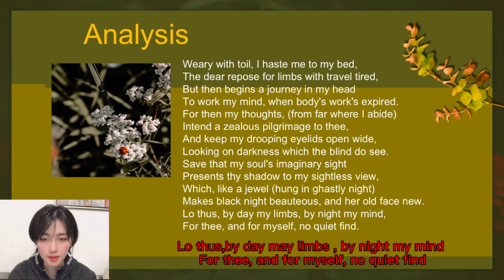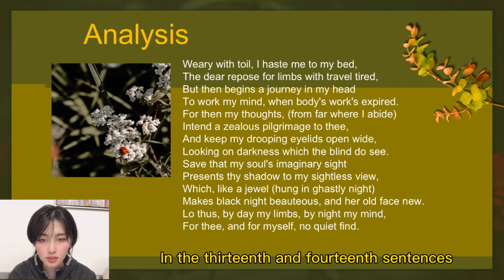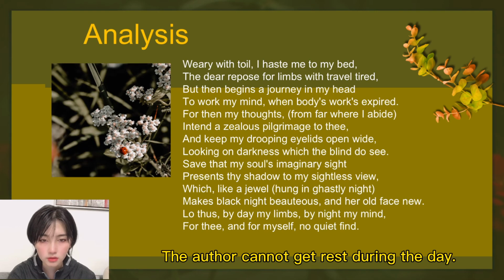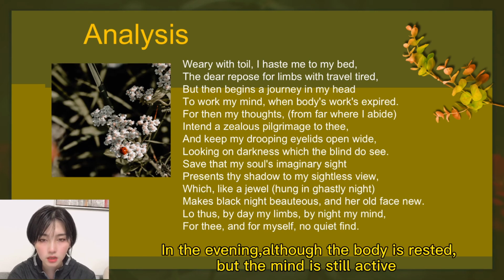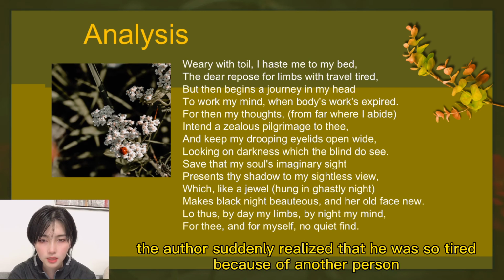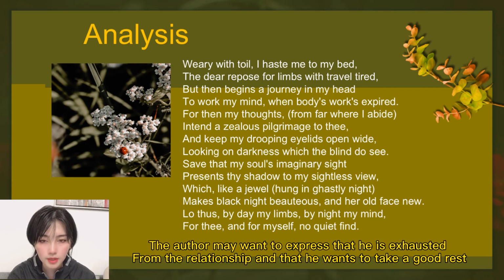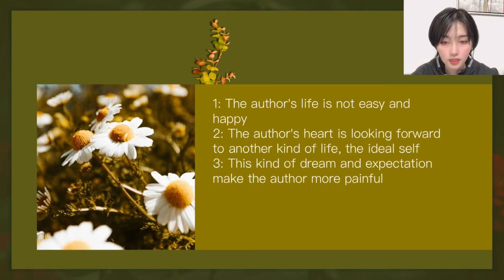So that by day my limbs, by night my mind, for thee and for myself no quiet find. In the 13th and 14th sentence, the author cannot get rest during the day. In the evening, the body is rested, but the mind is still active. The writer suddenly realizes that he is so tired because of another person. The author may want to express that he is exhausted from the relationship and that he wants to take a good rest.